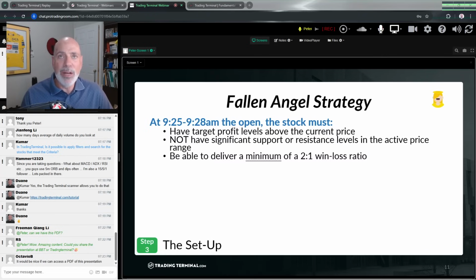Next one. The stock must be able to deliver a minimum of a 2-to-1 win-loss ratio. What do I mean by that? Well, specifically, those levels we just talked about. Between the place at which I think I could probably get an entry and the price target, I want to know that it has twice the range between those two levels as it does between where I think the entry will be and where I would likely put my stop loss. Now, again, I can't tell you exactly what that looks like in every stock because it depends on the situation. But this brings us to our next points, which is that I need to find out where to put a stop loss.